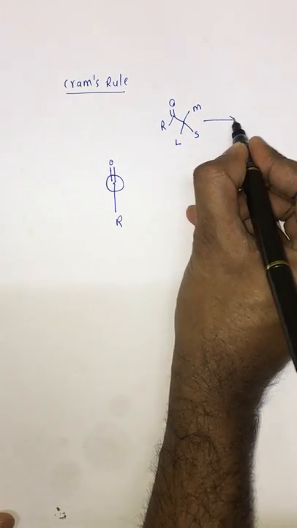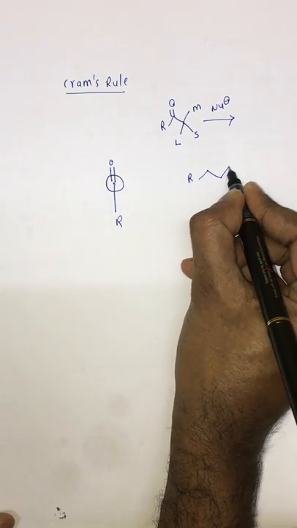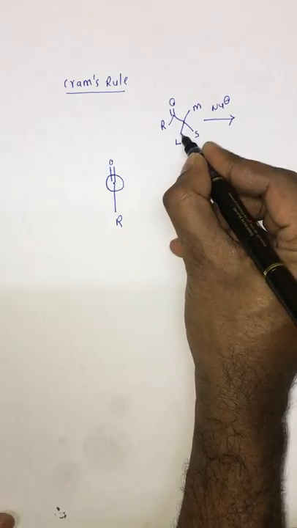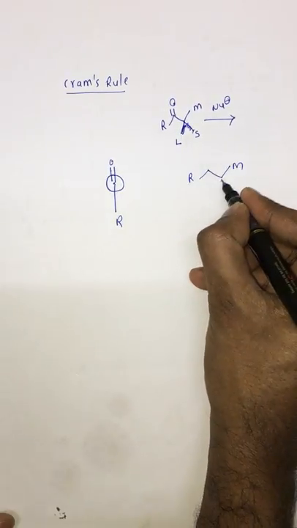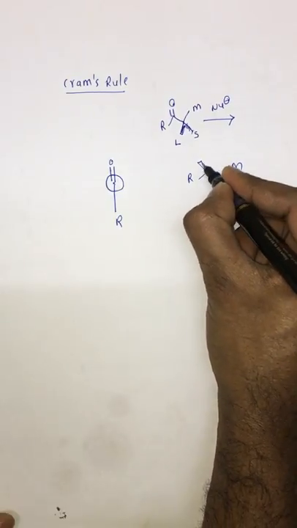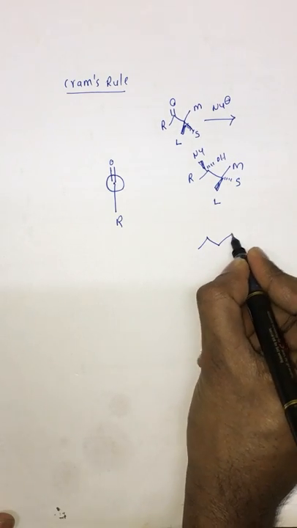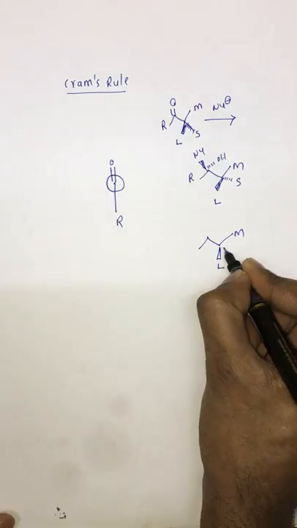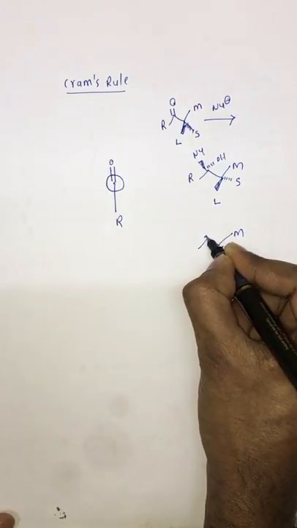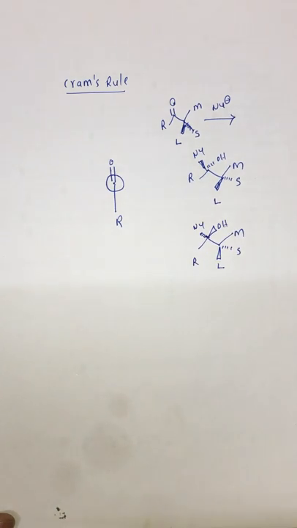So now we have a nucleophile approach. Here two possibilities are there. It can come, imagine this is above the plane and this is below the plane, and this is one product possible, and another product will be this. So which one will be the major? To predict which one is major, we need to go for the Cram's rule.